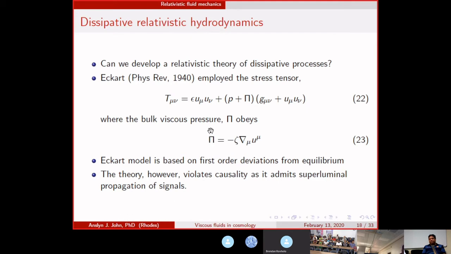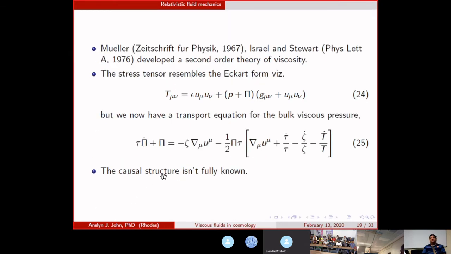So while this might appear to be a very good relativistic theory of dissipative hydrodynamics, it has a number of problems. If you look at any relativistic system, you have to respect causality. So it's been known for quite some time that the Eckart theory had some serious shortcomings. There were some attempts to improve upon this.